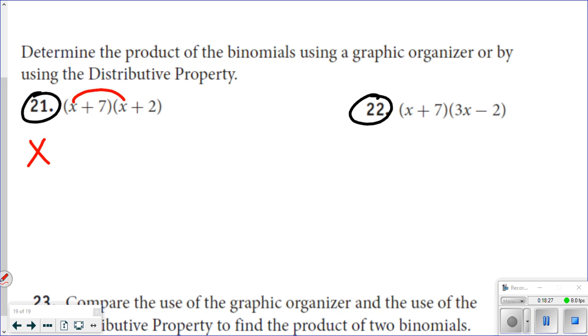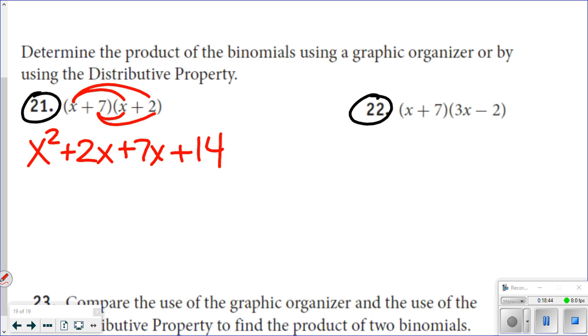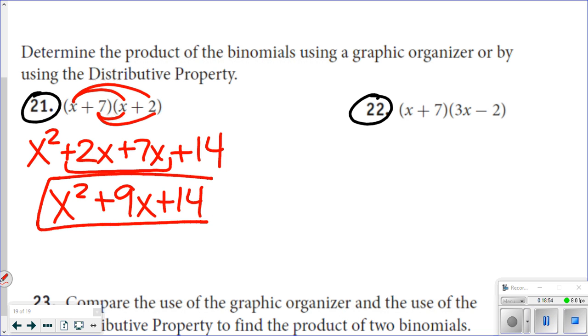First, outside. So I distributed the x and the 2, and now I need to distribute the 7. That's my inside term. And I'm going to distribute the 7 again, which are my last two terms. Here are my like terms here that I'm going to combine. There's my final answer.